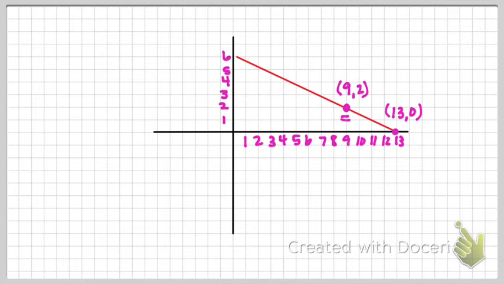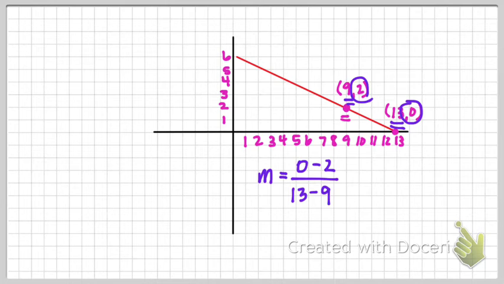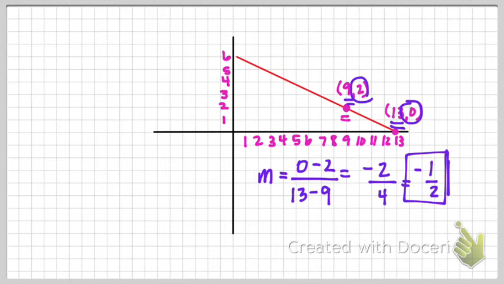I will take m equals the change in y. Here's my y coordinates, 0 minus 2 over the change in x. X coordinates come first, so 13 minus 9. Okay, so that gives me negative 2 over 4, which gives me negative 1/2. So does it make sense here that my slope came out negative? Yes or no? Yes. Isn't my line sloped in the negative direction?